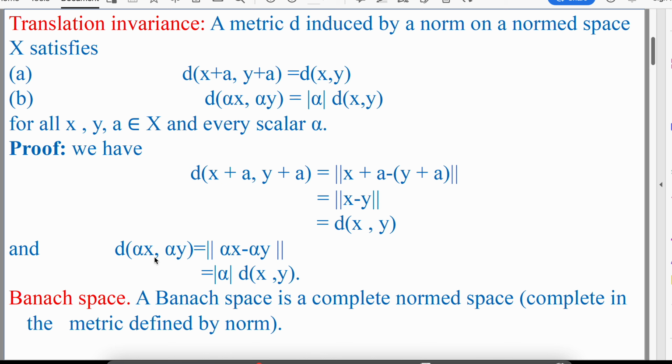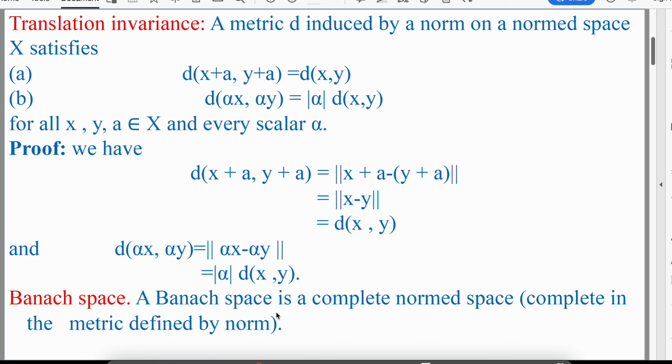Now the distance between alpha x and alpha y is norm of alpha x minus alpha y. We can take alpha common, so outside it will be modulus of alpha, and inside we will have norm of x minus y. The norm of x minus y is distance between x and y.